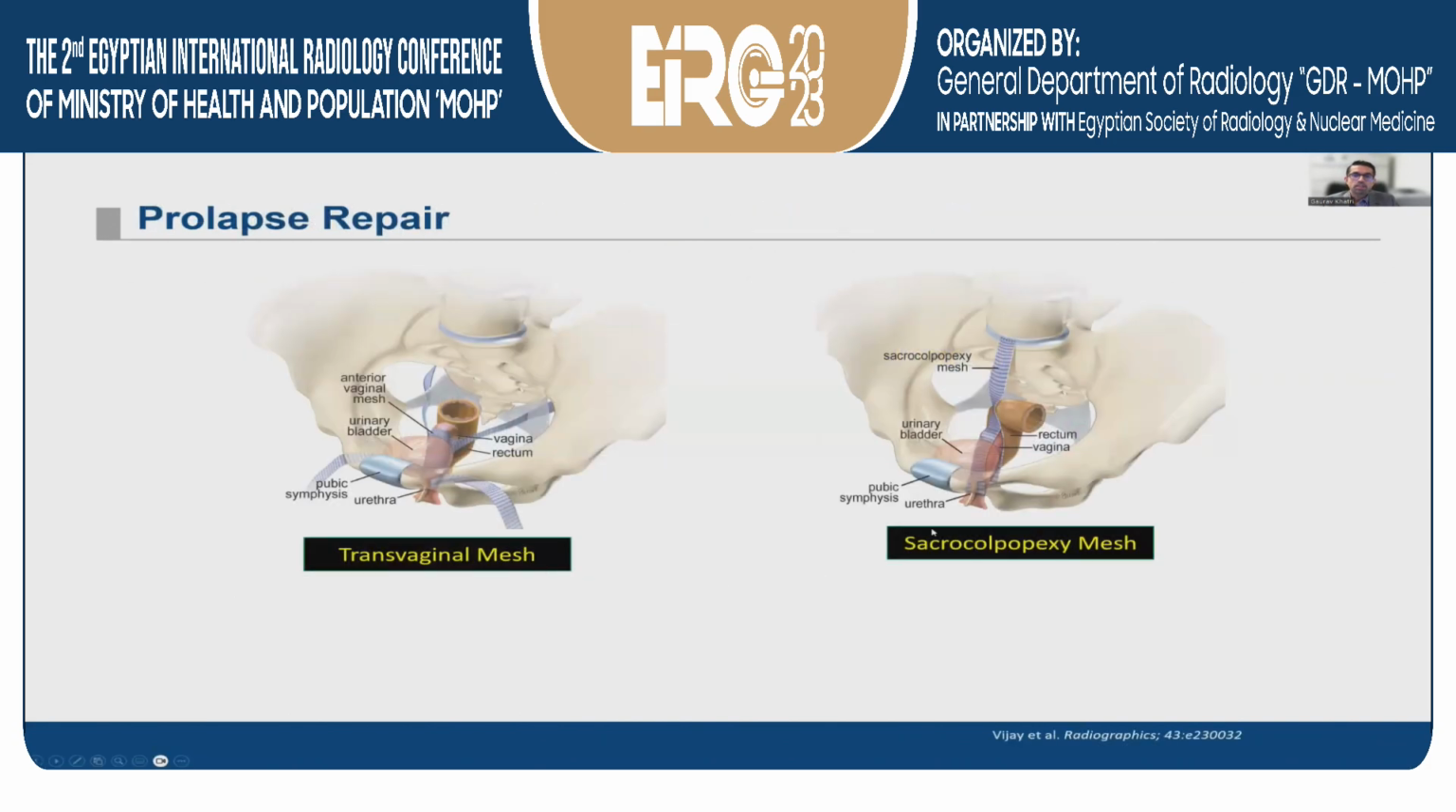And then moving on to prolapse repair. Prolapse repair with mesh can be done with transvaginal mesh or with mesh sacrocolpopexy. The transvaginal mesh is placed through an incision in the vagina, has a much higher risk for erosion.